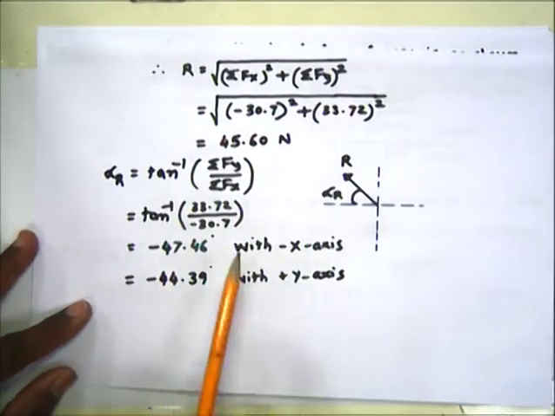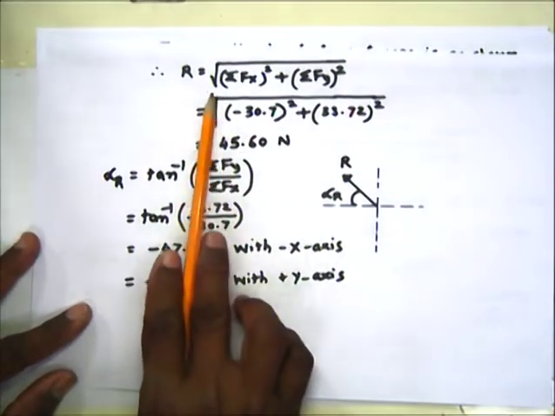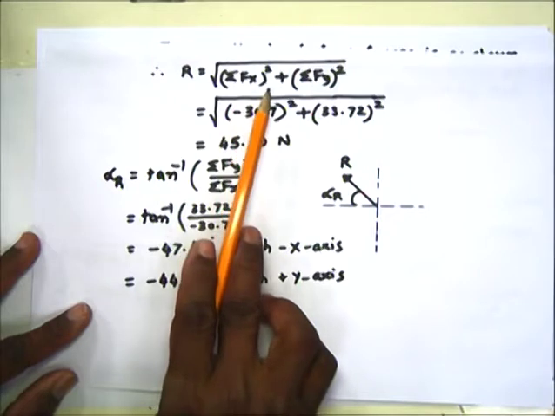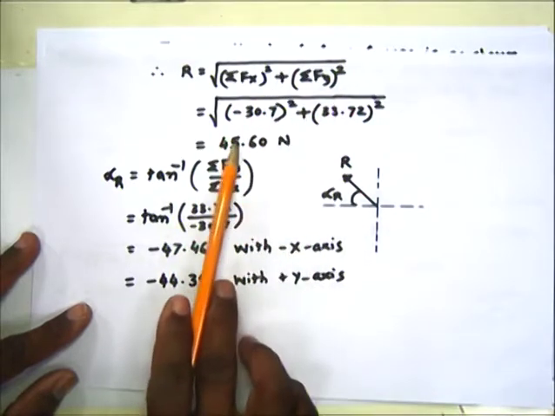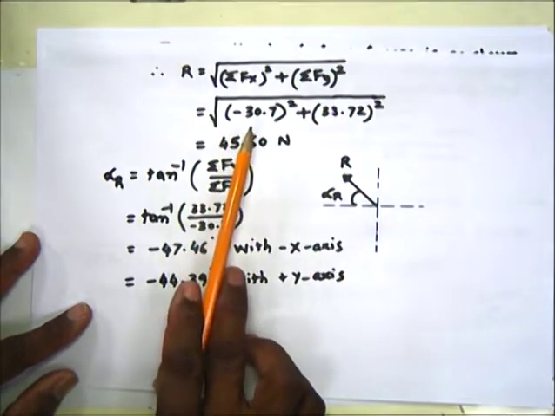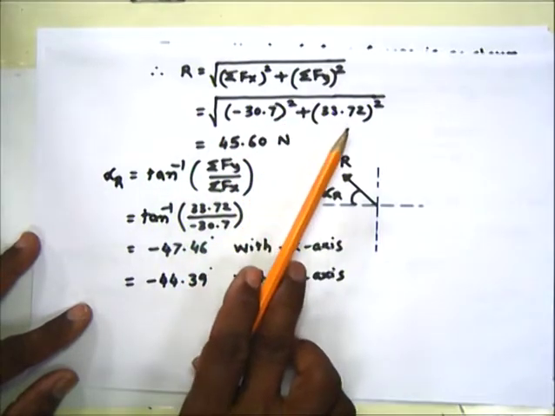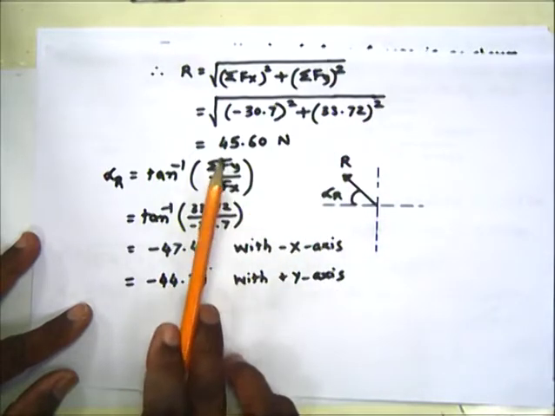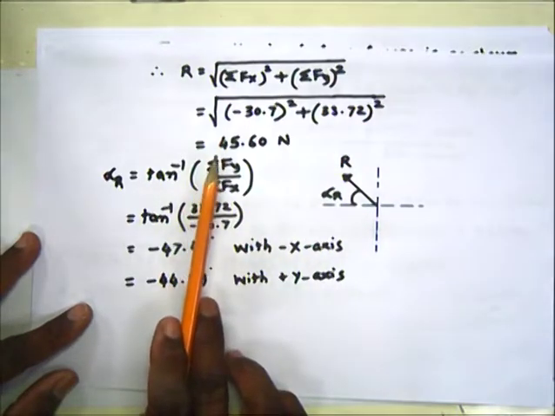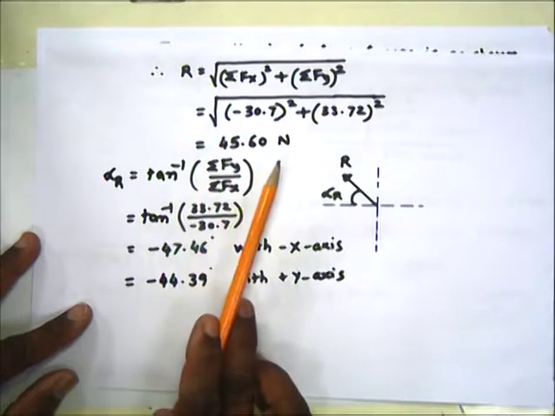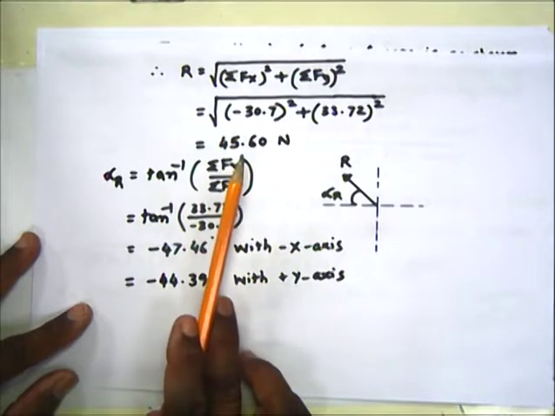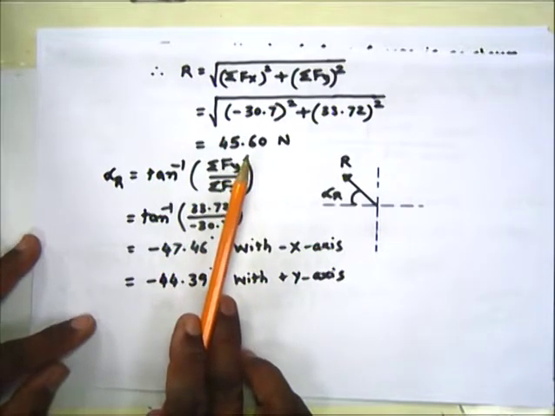Then the resultant is given by this equation, R is equal to root of sigma Fx square plus sigma Fy square. So putting the value of sigma Fx here, which is minus 30.7, square of that, plus sigma Fy, that is 33.72, square of that. So finally we will get the value of R as 45.60 Newton, and this, mind well, is the magnitude of the resultant.